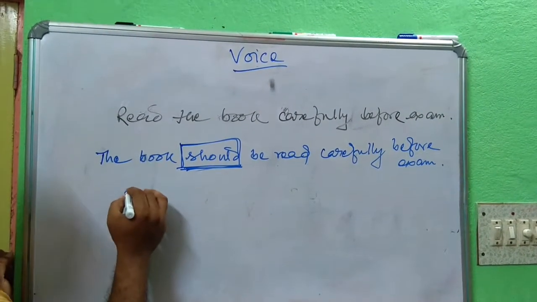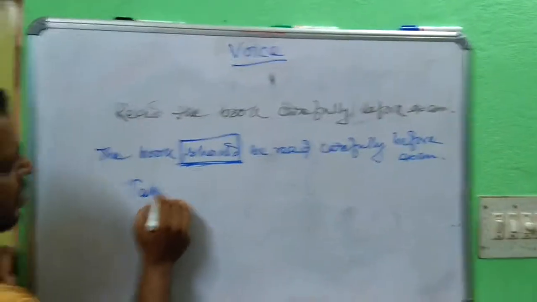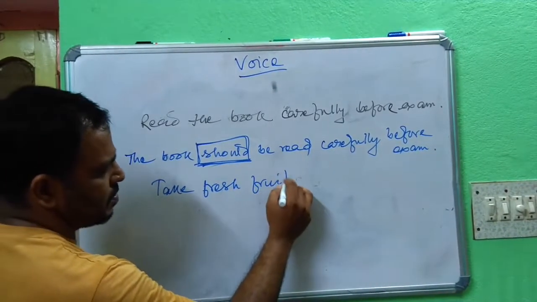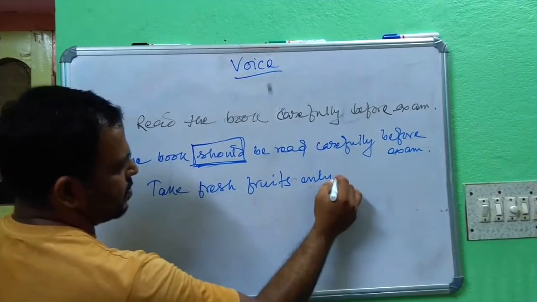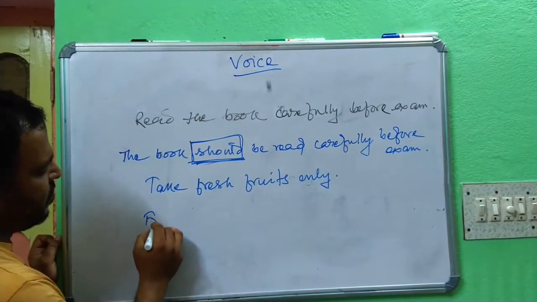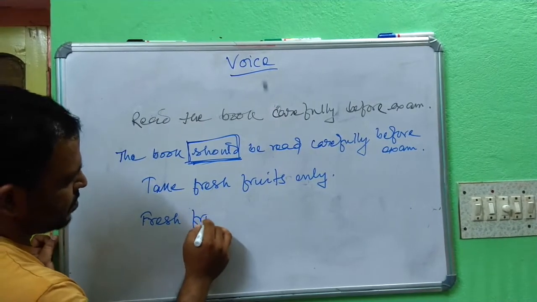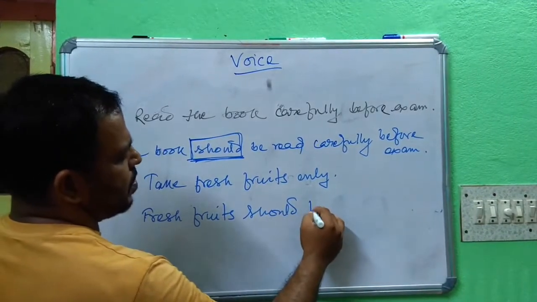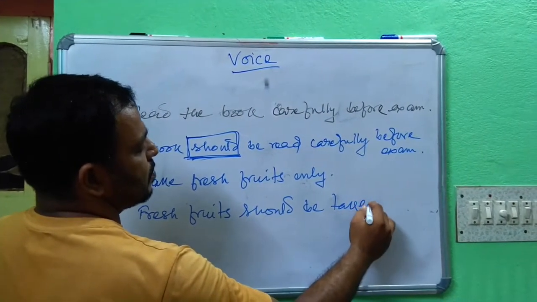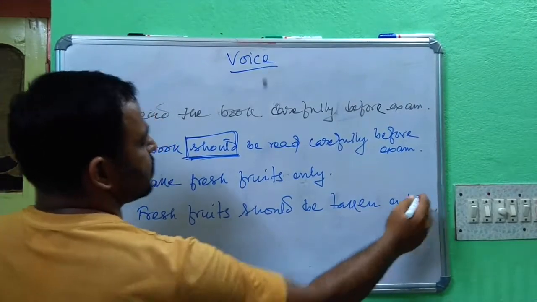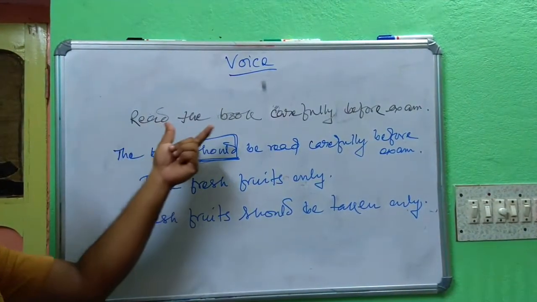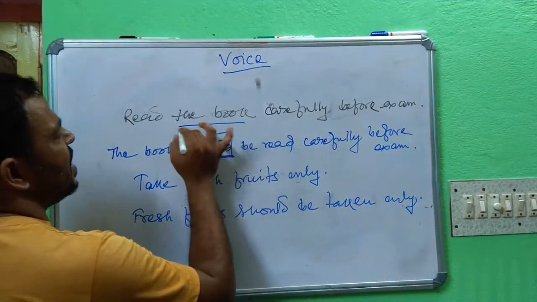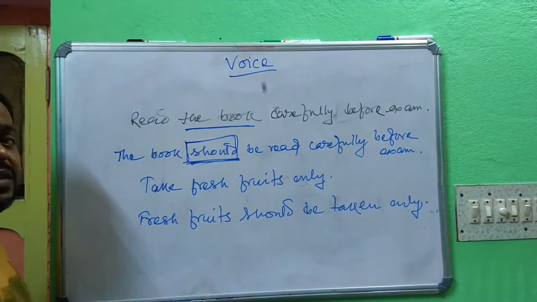That is, suppose the sentence is: take fresh fruits only. How will you change it? Fresh fruits should be taken only. A major thing here clears the matter: in every sentence I have used the object.